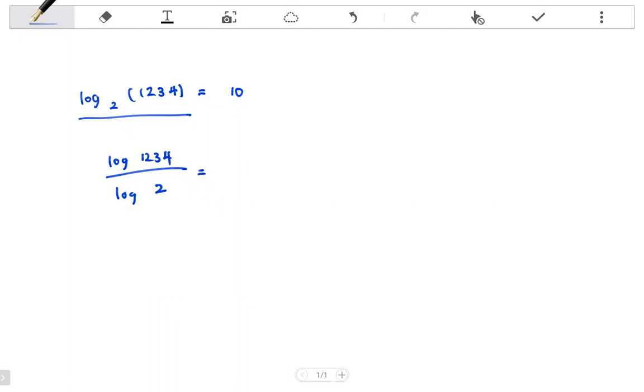I don't have a calculator with me right now. Log 1234 is around 3.09. Log 2 is around 0.3. So 3.09 over 0.3 is, yeah, around 10. It's around 10. Yeah, 10 is accurate enough. I got 10.3, but if you got around 10, that should be correct.